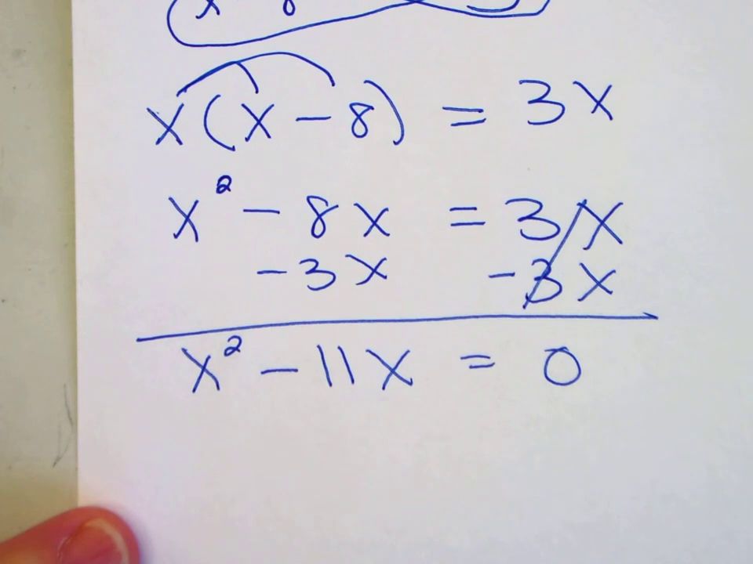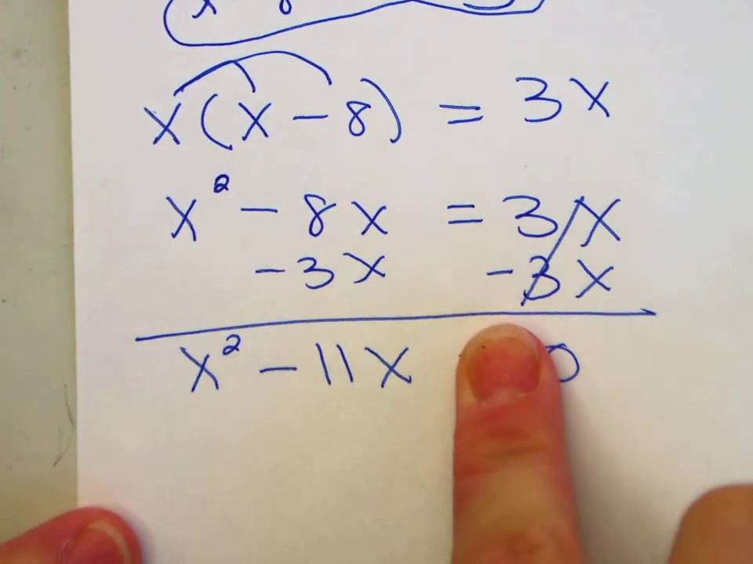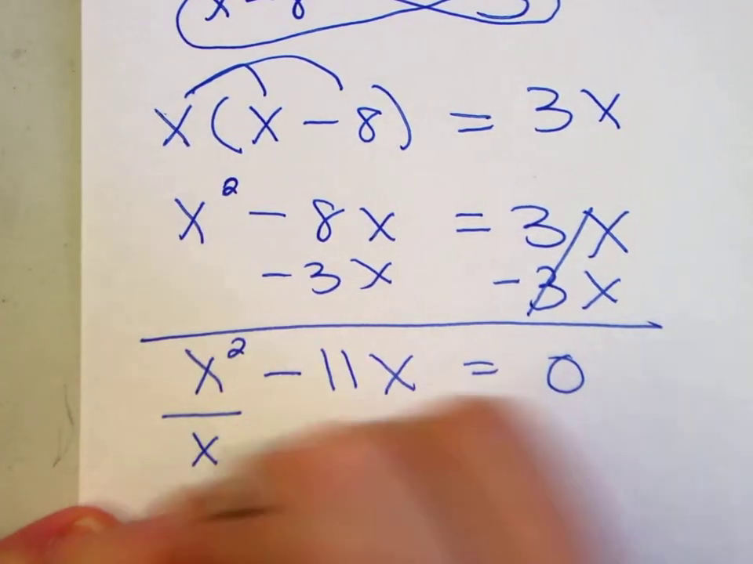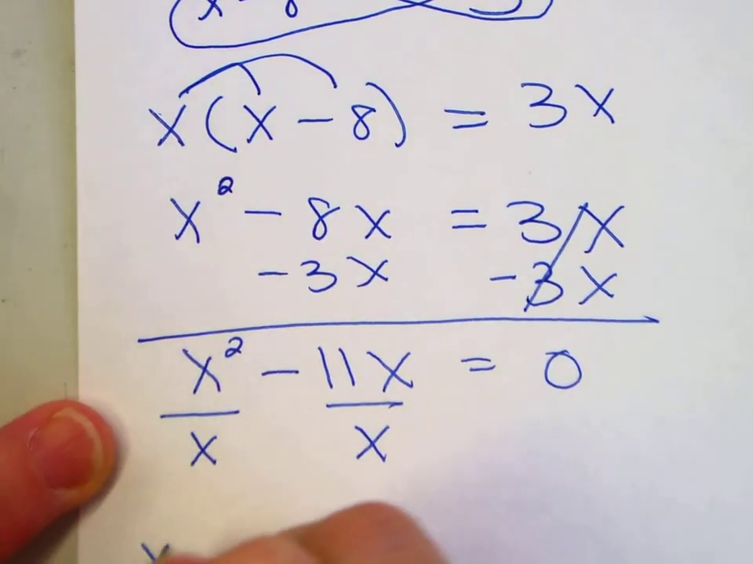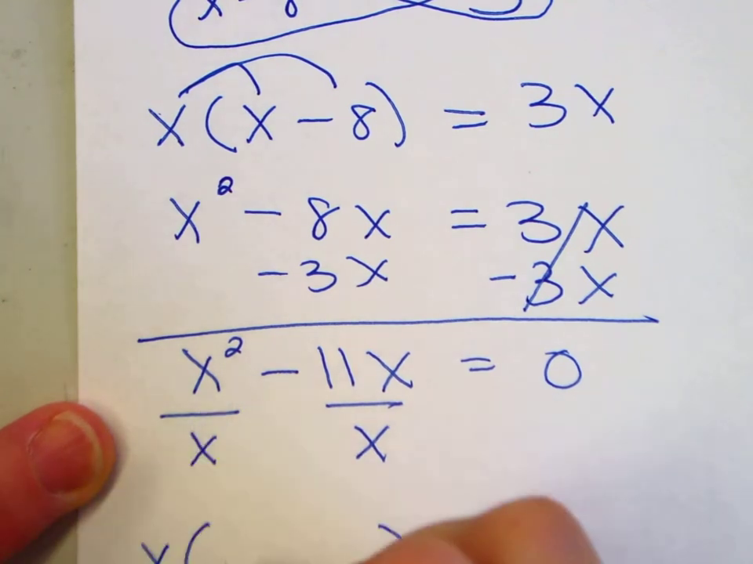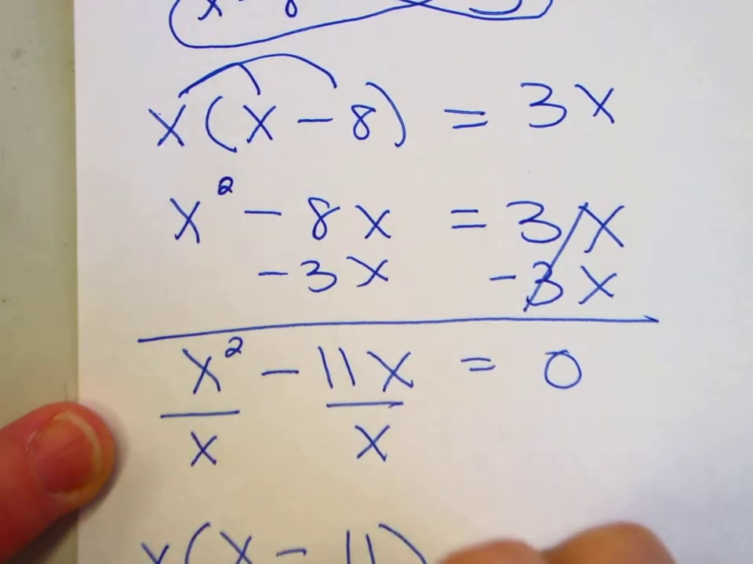Factor. How do you factor that? Is that a trinomial? No. It's a GCF. What's the GCF here? x. Good. Take the smaller exponent. x times x minus 11.